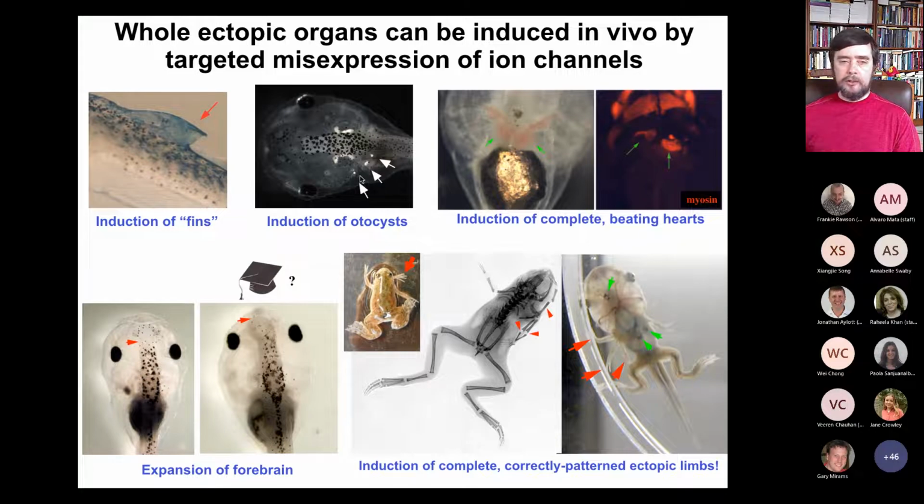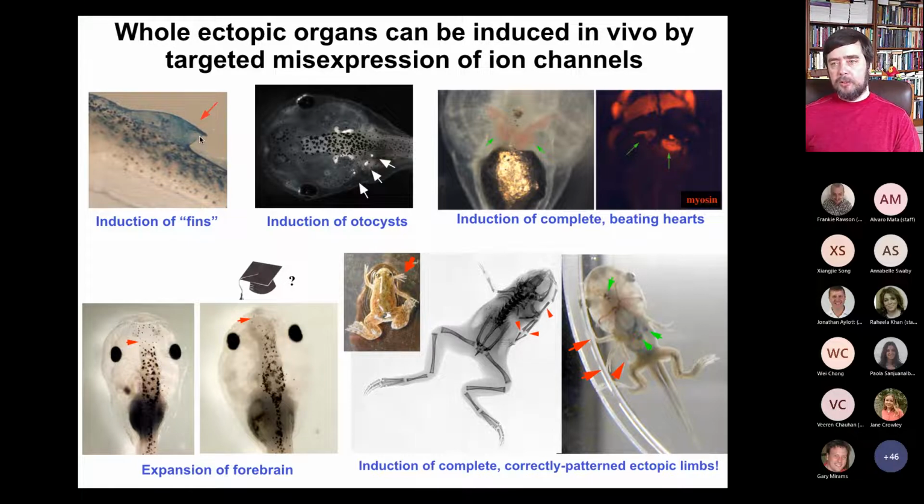So here, this is the inner ear kind of organ in the frog. You can make ectopic hearts. Here they are. You can make ectopic forebrain, and then ask whether these animals are any smarter than controls. You can make ectopic legs, as you see here. And of course, you can make ectopic fins.